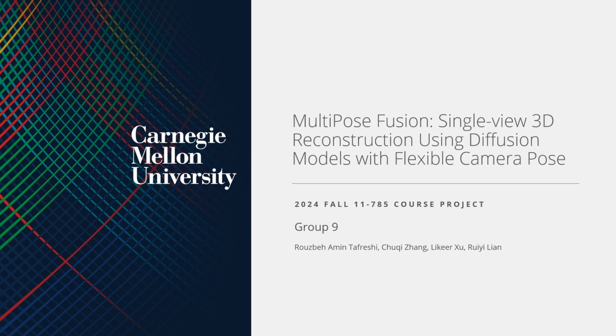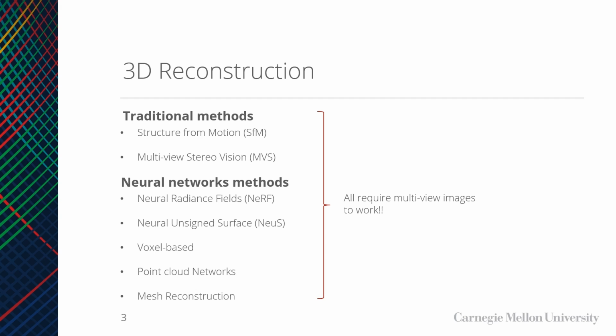We're proposing MultiPose Fusion, single-view 3D reconstruction using diffusion models with flexible camera pose. The 3D reconstruction methods, from the neural methods to the traditional methods, all require multi-view images to be able to work. What if we only have one input image?